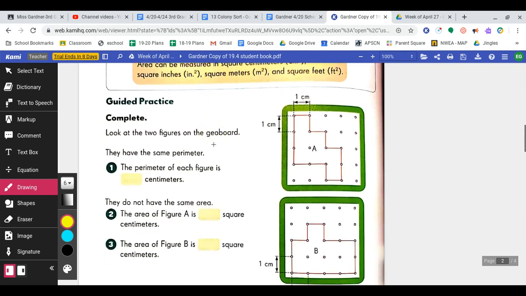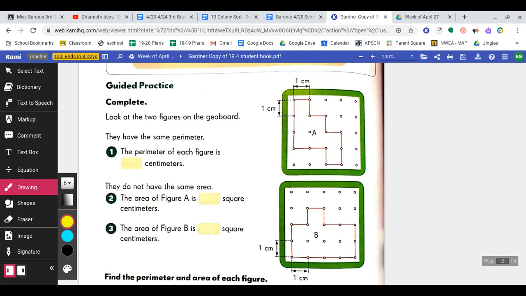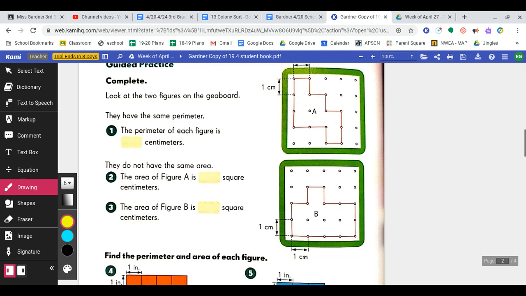Now look at the 2 figures on the geoboard here. They have the same perimeter. The perimeter of each shape, let's count it up, is 1, 2, 3, 4, 5, 6, 7, 8, 9, 10, 11, 12, 13, 14. 14 centimeters, not square centimeters, but centimeters is how many centimeters it is all the way around.